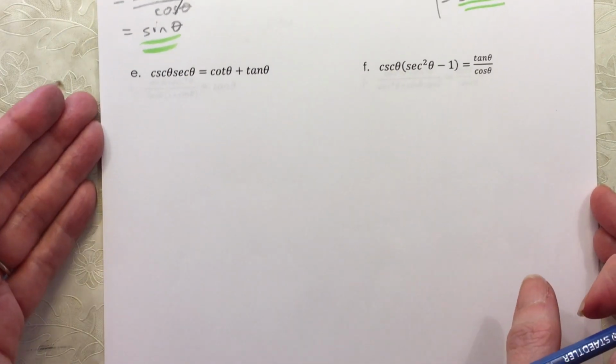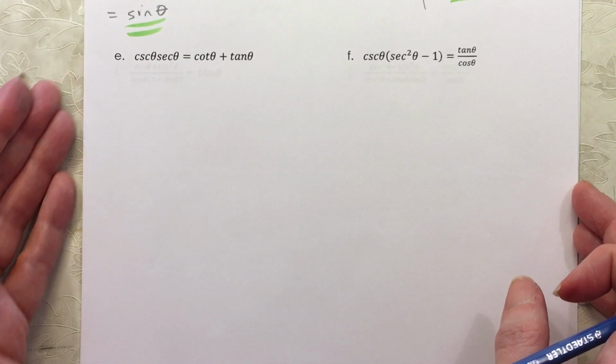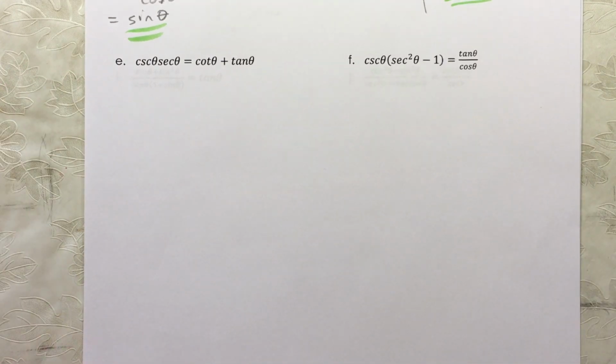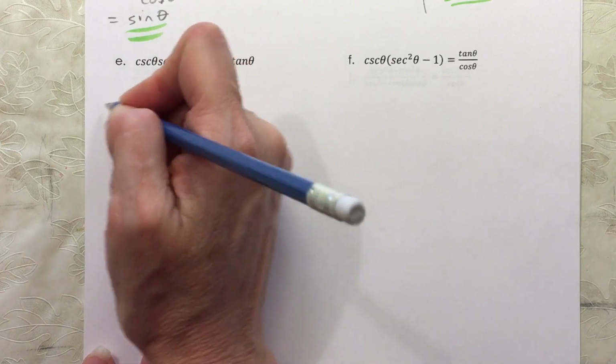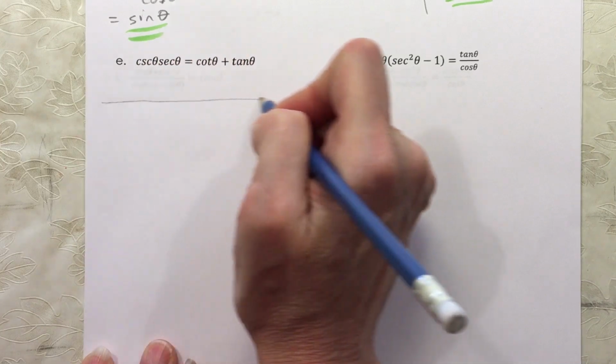All right, next one. Cosecant theta times secant theta is equal to cotan theta plus tan theta. Okay, so we'll start off with our left side, right side chart.